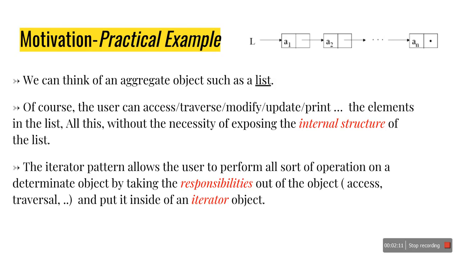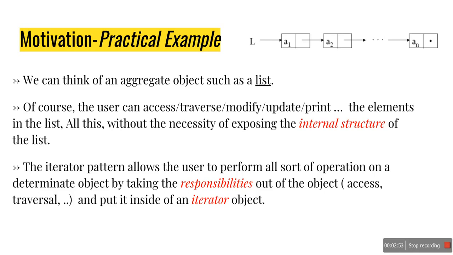So let's see a practical example to better understand the iterator pattern. The very first thing it's good to point out is: what is an aggregate object? We can think of an aggregate object such as a list or an array, a data structure that is capable of holding some sort of data and being able to give it meaning. Of course, the user can access, traverse, modify, update. All sorts of functions are possible with this sort of aggregate object, and all this is done without the necessity of exposing the internal structure of the list.